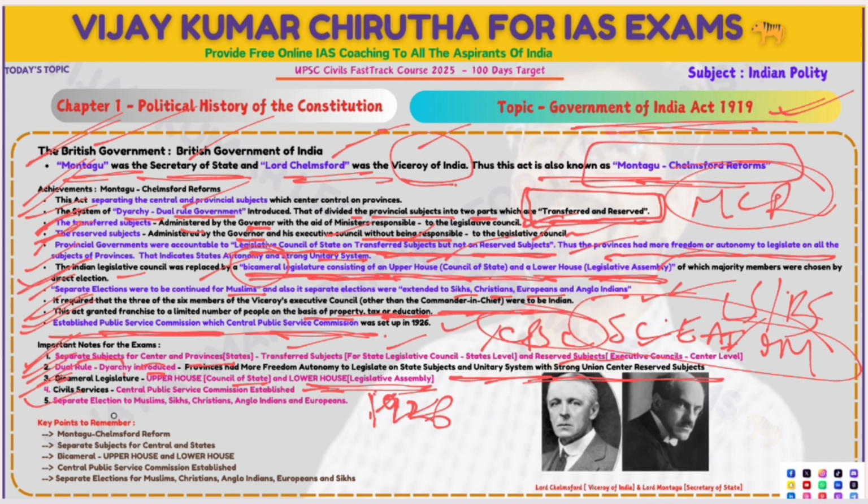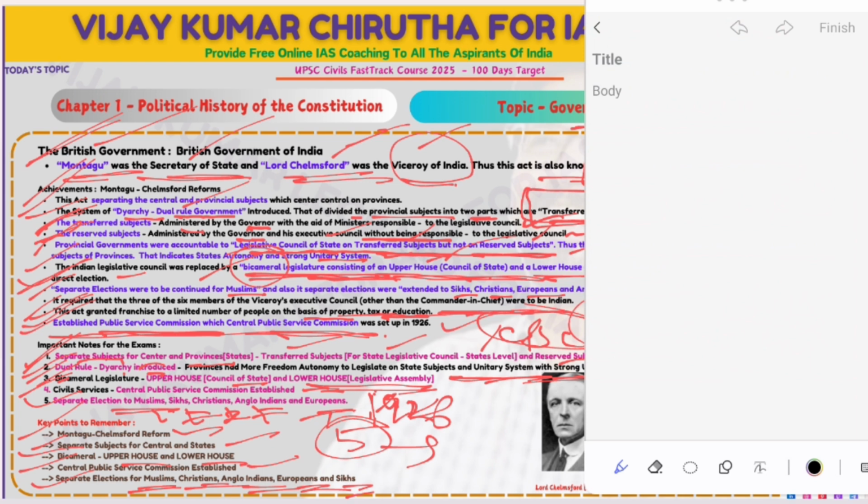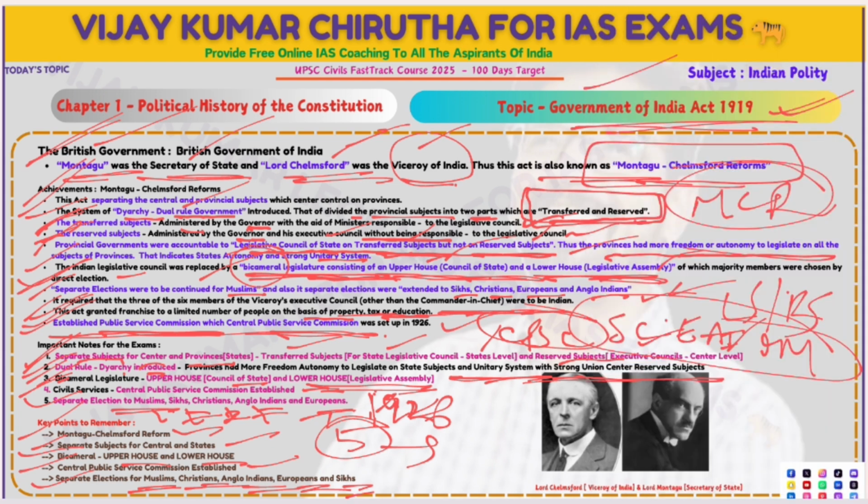And separate elections for Muslims, Sikhs, Christians, Anglo-Indians, and Europeans: five communities had separate elections. Key points to remember: the Montagu-Chelmsford Reform, Montagu was Secretary of State and Chelmsford was Viceroy. Separate subjects for the central and state levels. Bicameral upper and lower houses were introduced. The Central Public Service Commission was introduced. Separate elections for Muslims, Christians, Anglo-Indians, Europeans, and Sikhs. So this is all about the Government of India Act 1919.